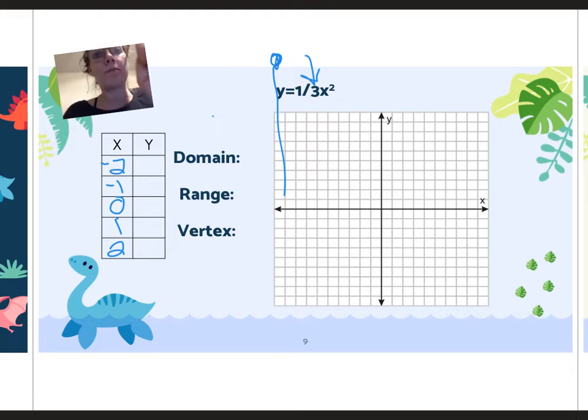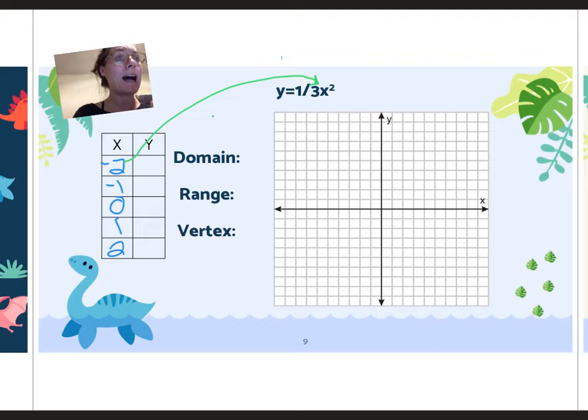And then I'm just going to literally plug in those x values into the equation. I'm going to plug these x values right into that x. So I'm going to square it. So -2 squared, -2 times -2 is 4, times 1/3, or you can kind of estimate that 0.3333. So I have 4 times 0.3333, and that gets me like 1 1/3.